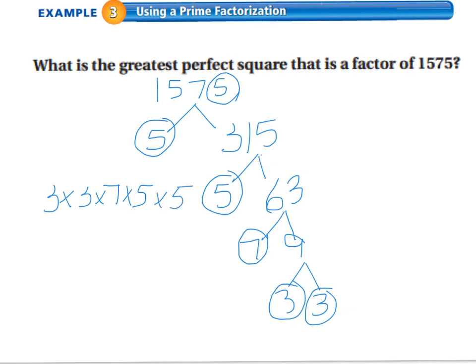It's very clear right away that we have a 3 times 3, so that would be a perfect square. We have a 5 times 5, so that would be a perfect square. But there's one tricky part that we could play here. Since we have 2 numbers of each, we could partner them together and make those be 15 times 15. 15 times 15 would be the greatest perfect square that is a factor of 1575.